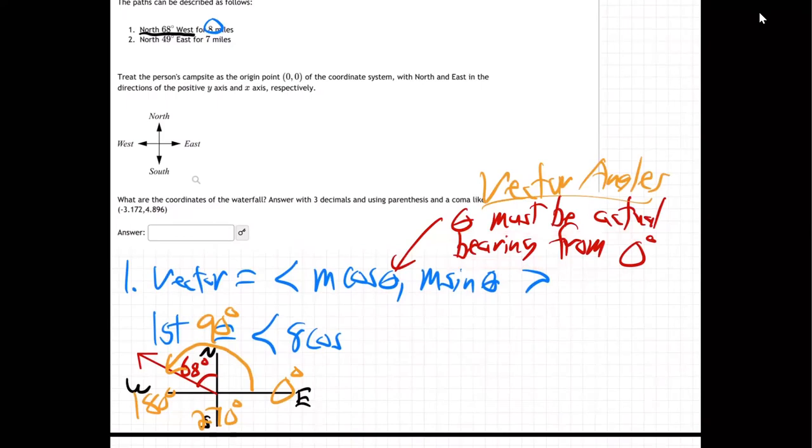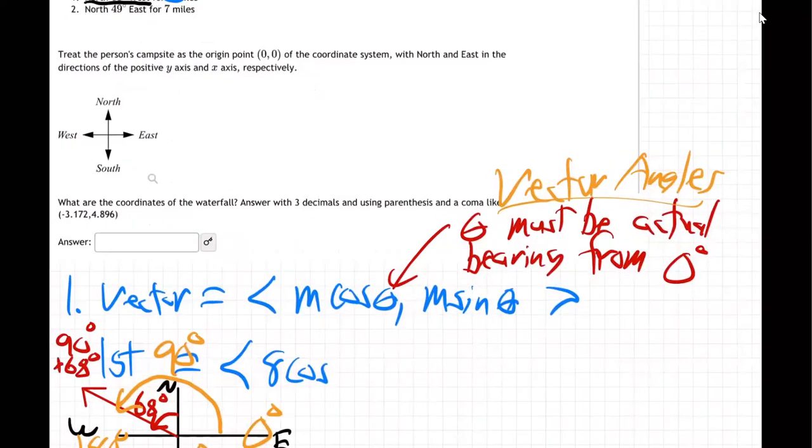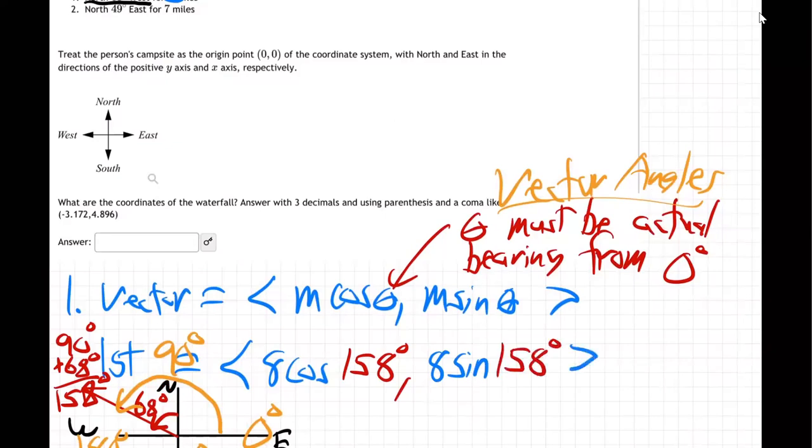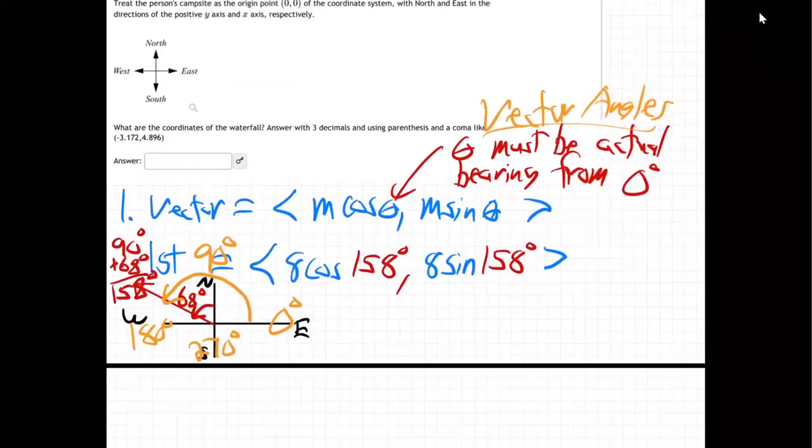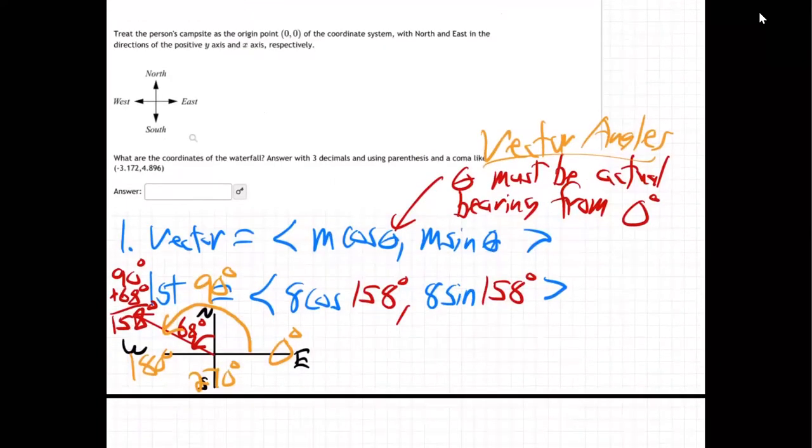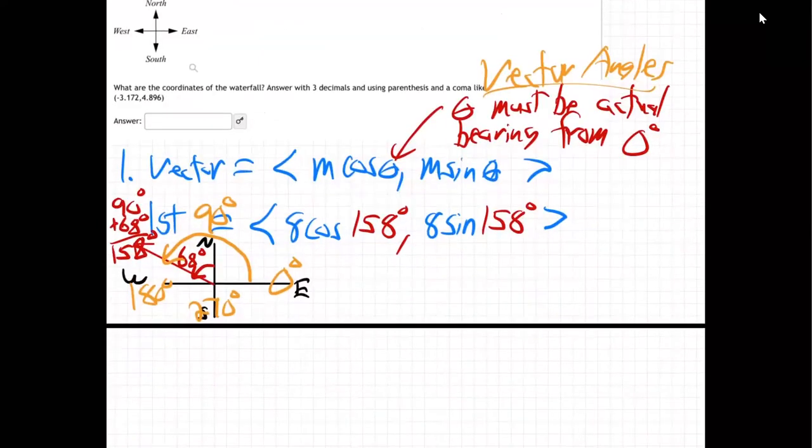So you say, well, this is 68 to there, right? So the actual angle is going to be what? 90 plus 68, right? 90 degrees, add 68 degrees. Add that up. It's 158 degrees. It's 158 degrees. This is 8 cosine, 8 sine of 158 degrees. See how we figured that out? So there's the first vector. We have 2 vectors here. Person hiking from their campsite. Again, whenever you do a vector, you've got to find the actual angle, the bearing angle from 0. So it was 90 plus 68 is 158. So there's the first vector. Let's do the second vector.